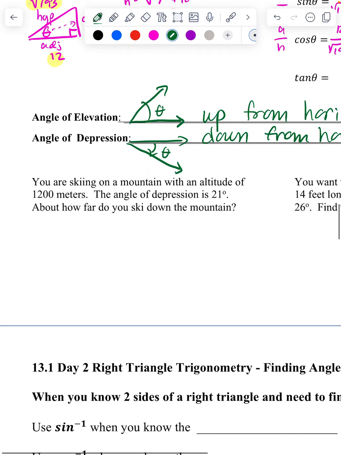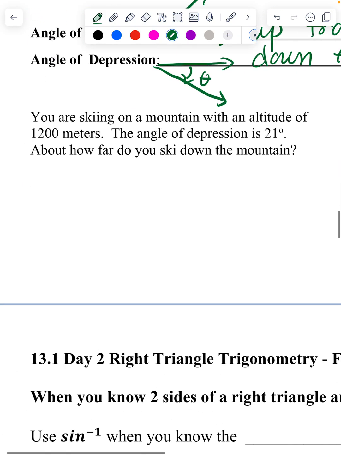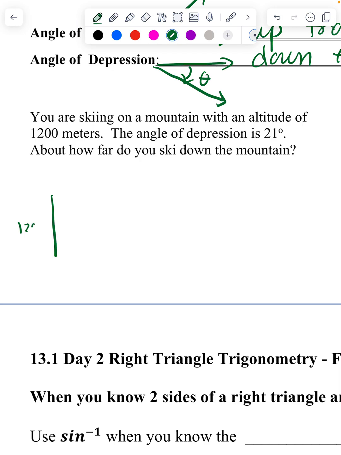So how does that look in a problem? You're skiing on a mountain with an altitude. Altitude is how high up you are, so that'd be 1,200 meters. The angle of depression, so here's the horizon. You're coming down from that angle of depression, so that's going to be 21 degrees, it says. And then it's asking how far down the mountain do you ski, like how long are you actually going? And so that's that motion right there.